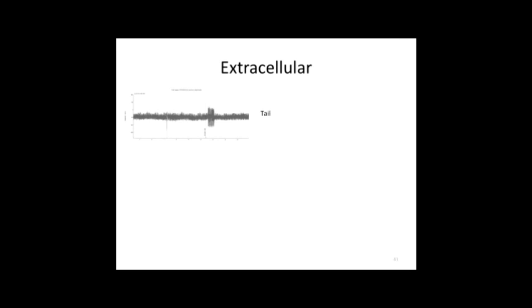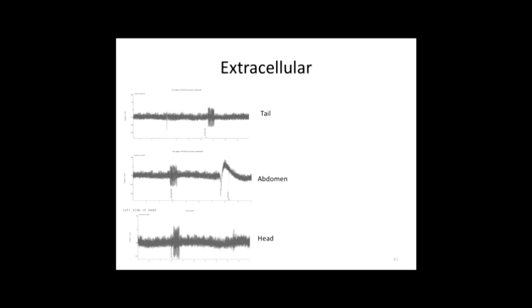Here are some more recordings. This is one taken from a stimulus on the tail. This is the stimulus from the abdomen and the stimulus from the head. So you can see, just looking at one small part of the body, what the response is in that little spot from stimulation on different parts of the body.